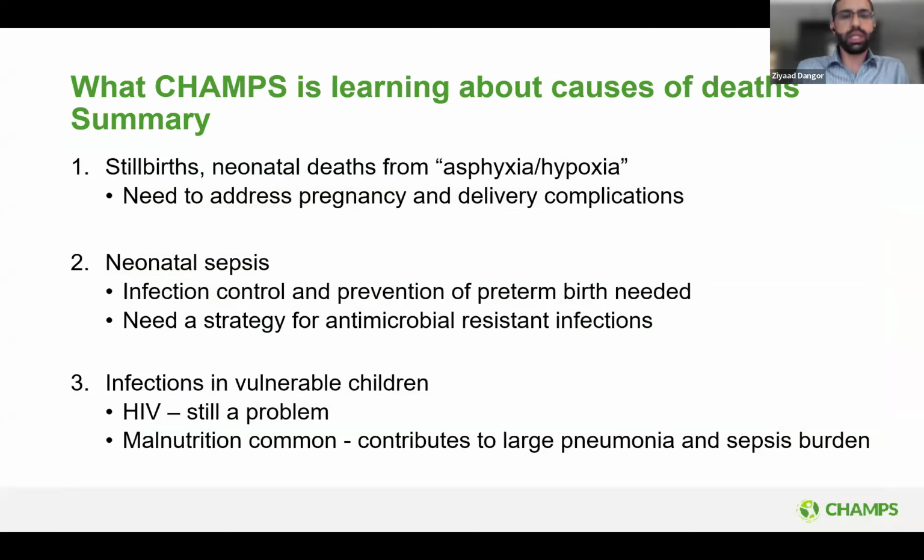If we look at stillbirths and neonatal deaths, I think we need to say that hypoxia or asphyxia is a problem, and therefore we have to turn to the pregnancy and the delivery. In terms of the neonate, we need to talk about infection control and the prevention of preterm birth, and we need a strategy for antimicrobial resistant pathogens. And for the older children, from infancy up to less than 5, HIV still remains a problem.